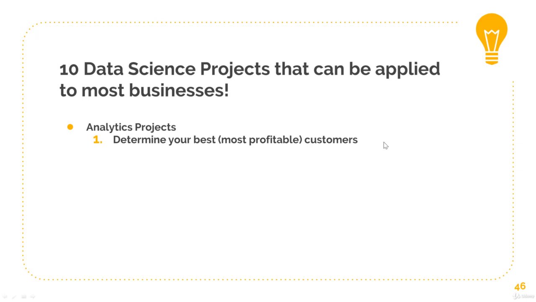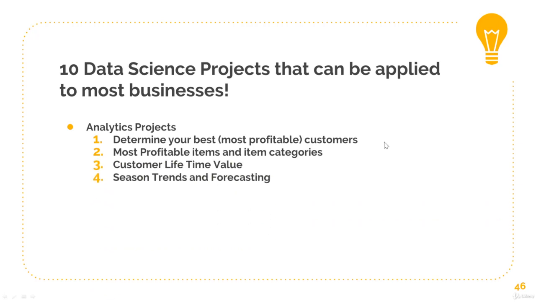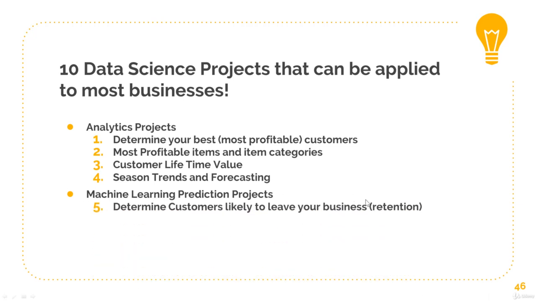Determine your best and most profitable customers, most profitable items or item categories, your customer lifetime value, look at seasonal trends and do some forecasting. You can do some machine learning prediction projects now. So this is the machine learning part that relates more to data science, because machine learning is a subset of data science, but it's one of the key components of it. You can determine which customers are likely to leave your business, and that would go into retention analysis. We would want to try to keep these customers, and we would want to know who these customers are and what probably is the likely thing that indicates a customer would leave our business.